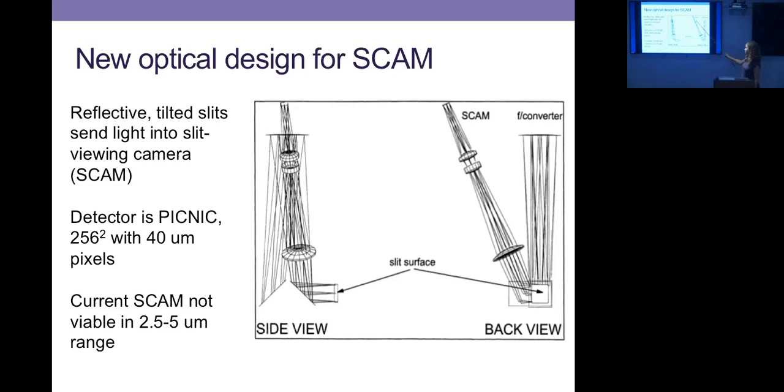and into a separate mechanism that we call the slit viewing camera. Now, the old slit viewing camera uses a PICNIC array, which I actually recently found out is older than the NICMOS arrays. So we're talking about really old infrared technology. It's a 256 squared. It breaks down a lot and has ginormous pixels. But so what we wanted to do was basically make SCAM viable all the way out to 5 microns.